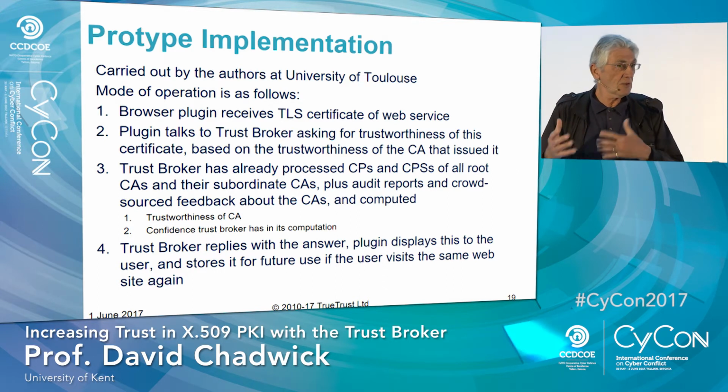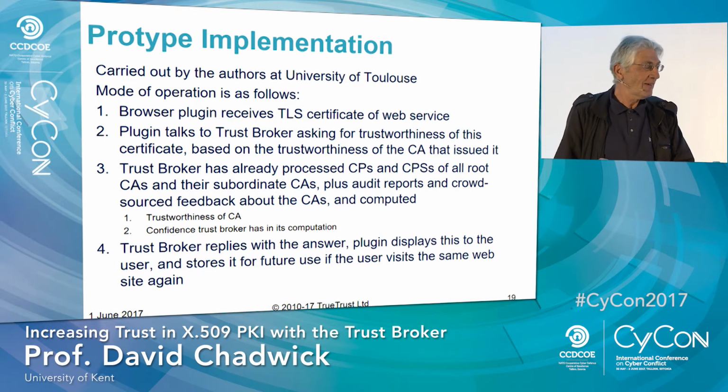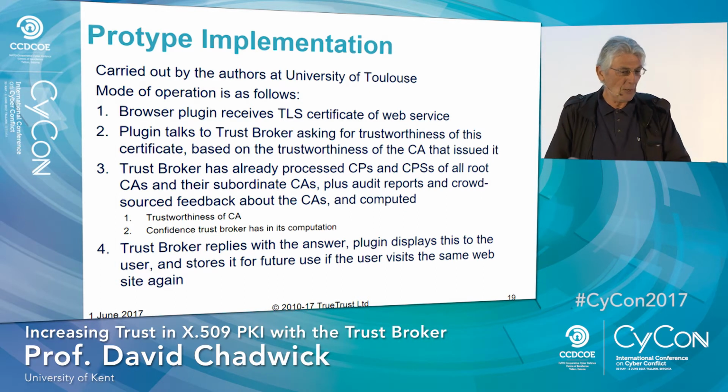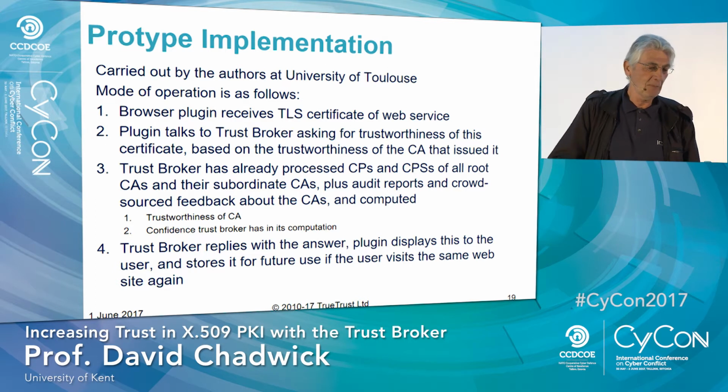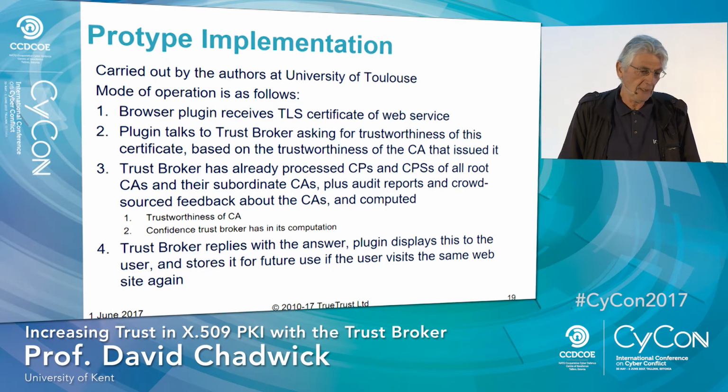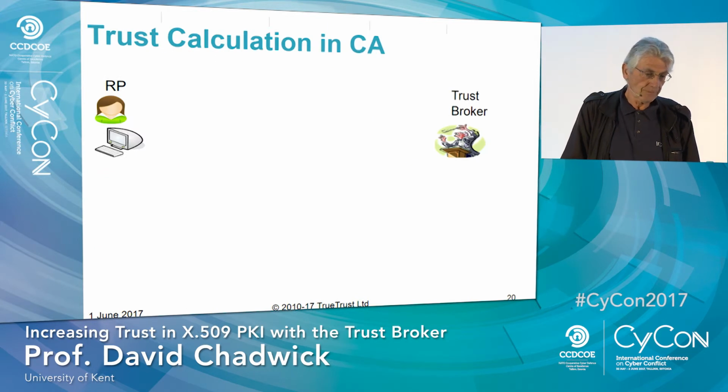So this is why you need to source other information, say, well, what is it really doing in reality? Can we really trust that the CA is trustworthy and does what it says it's going to do in its CPS? So that's why we have this extra mechanism built in there. And then there's the confidence also that the trust broker's got in its own calculations. And then it sends an answer back to the browser, and the browser displays that to the user, and then the user can decide whether he wants to go ahead with a transaction or not.